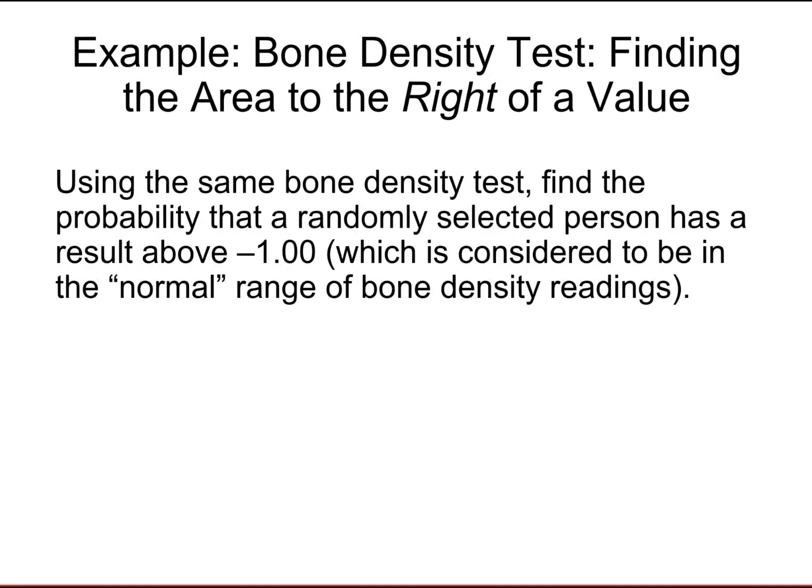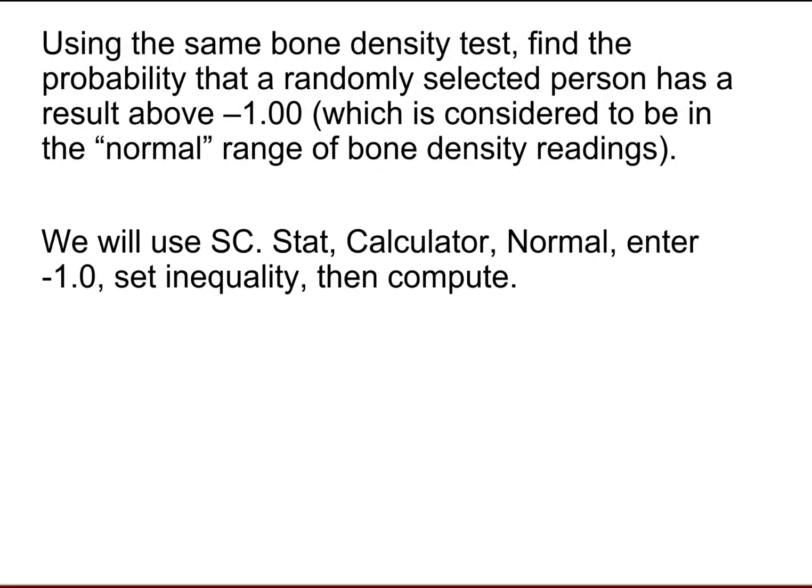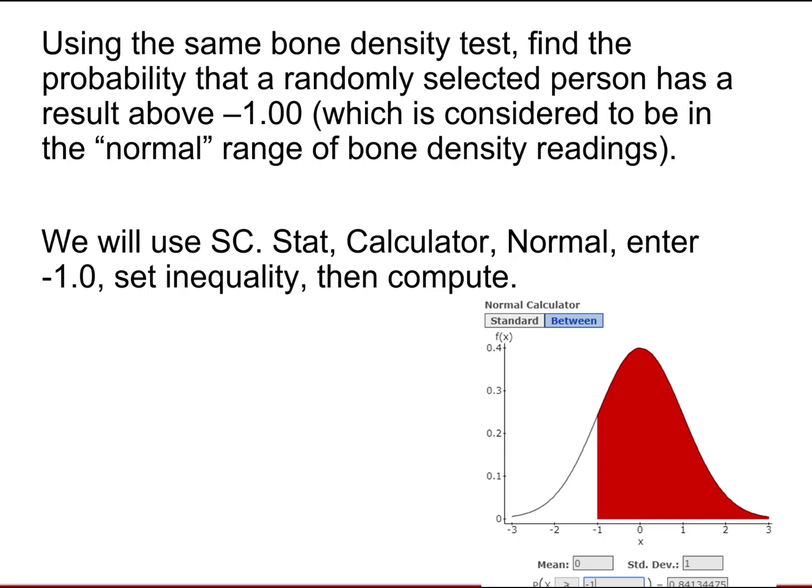Now use the same bone density test, and find the probability that a randomly selected person has a result above -1, which is considered to be in the normal range of bone density readings. So again, we're going to use the StatCrunch tool, but we want to make sure that we set the inequality now to greater than or equal to -1. If you notice right here, there's a drop-down window in the tool.